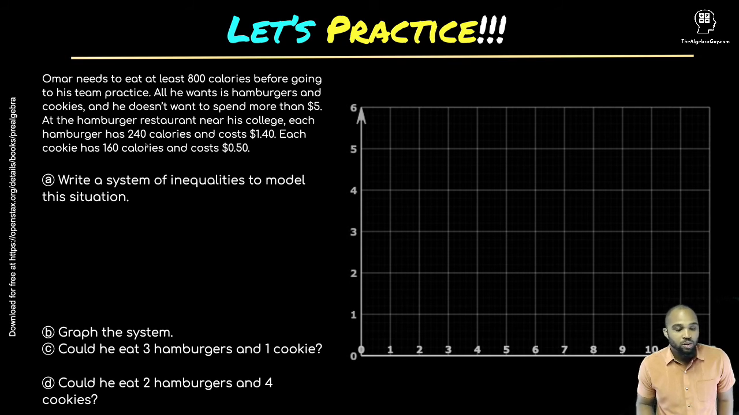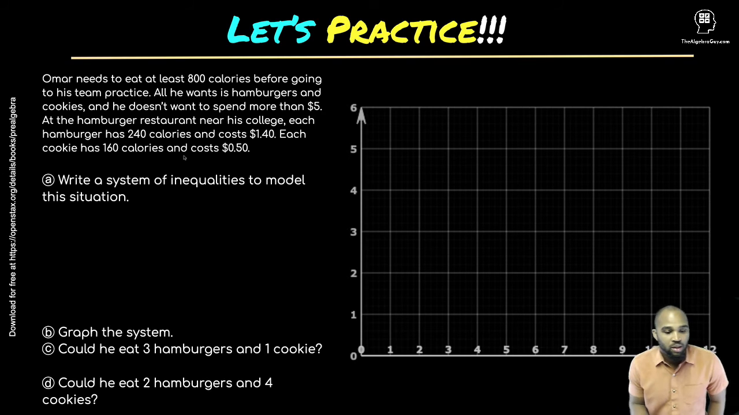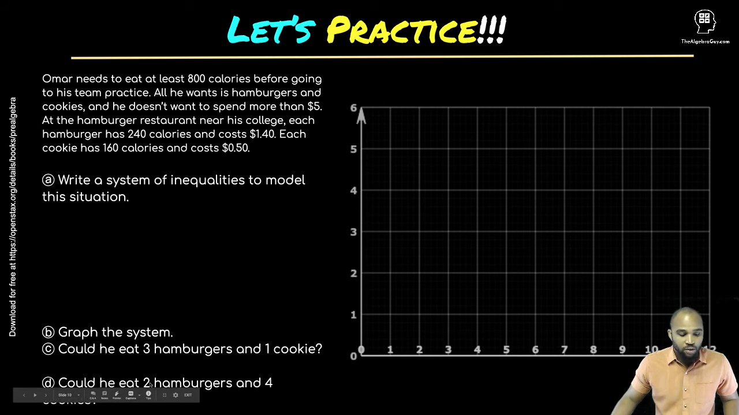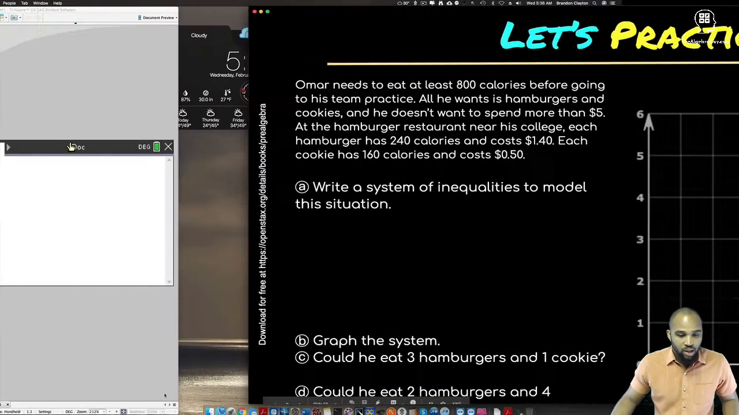Each hamburger has 240 calories and costs $1.40. Each cookie has 160 calories and costs 50 cents. Write a system of inequalities to model this situation. So I'm going to actually take out my calculator for this one because I can see that it's going to be better with these numbers to graph it on the calculator. So let's do that.